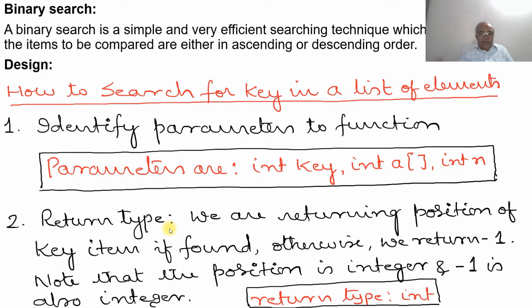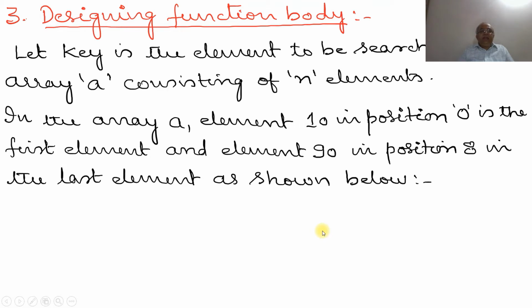So what does it mean? We return the position of the key item if found. Otherwise we return -1. So the position is an integer and -1 is also an integer, so the return type is int. Then designing the function body.